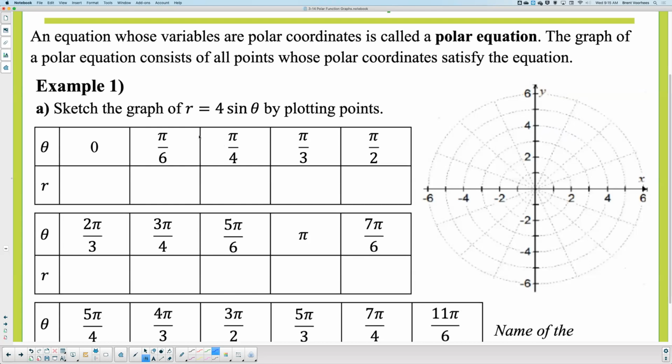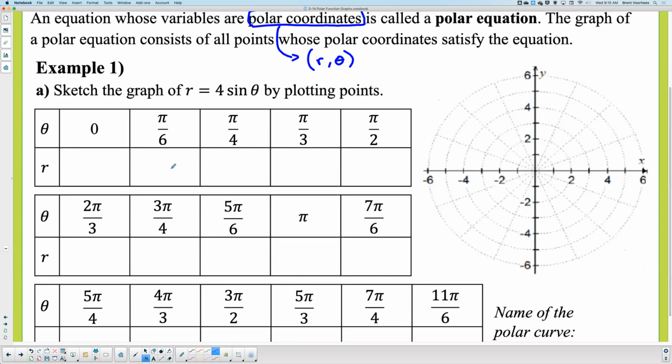So let's start here. An equation whose variables are polar coordinates is called a polar equation. Let's stop and review from last class. Polar coordinates. What were the two polar coordinates we had? R and theta. So if your equation has variables r and theta, that means it's a polar equation. The graph of a polar equation consists of all points whose polar coordinates satisfy the equation. Here's our polar graph that we saw last class. What we're going to do is sketch the graph of r equals 4 sine theta.